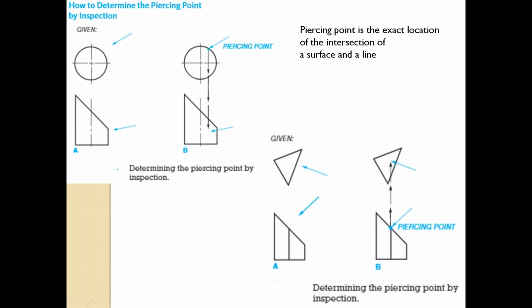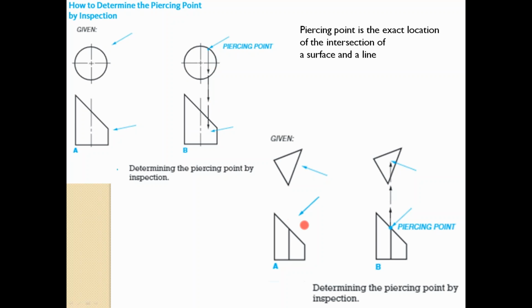Welcome back, everybody, and let's continue on with the method to determine the piercing point by inspection and by projection and construction. If you look at this first method here, it is to determine the piercing point by inspection. Given this circle, top view and the bottom view, by inspection, if you look in this direction here and project them down here, your piercing point is right here.